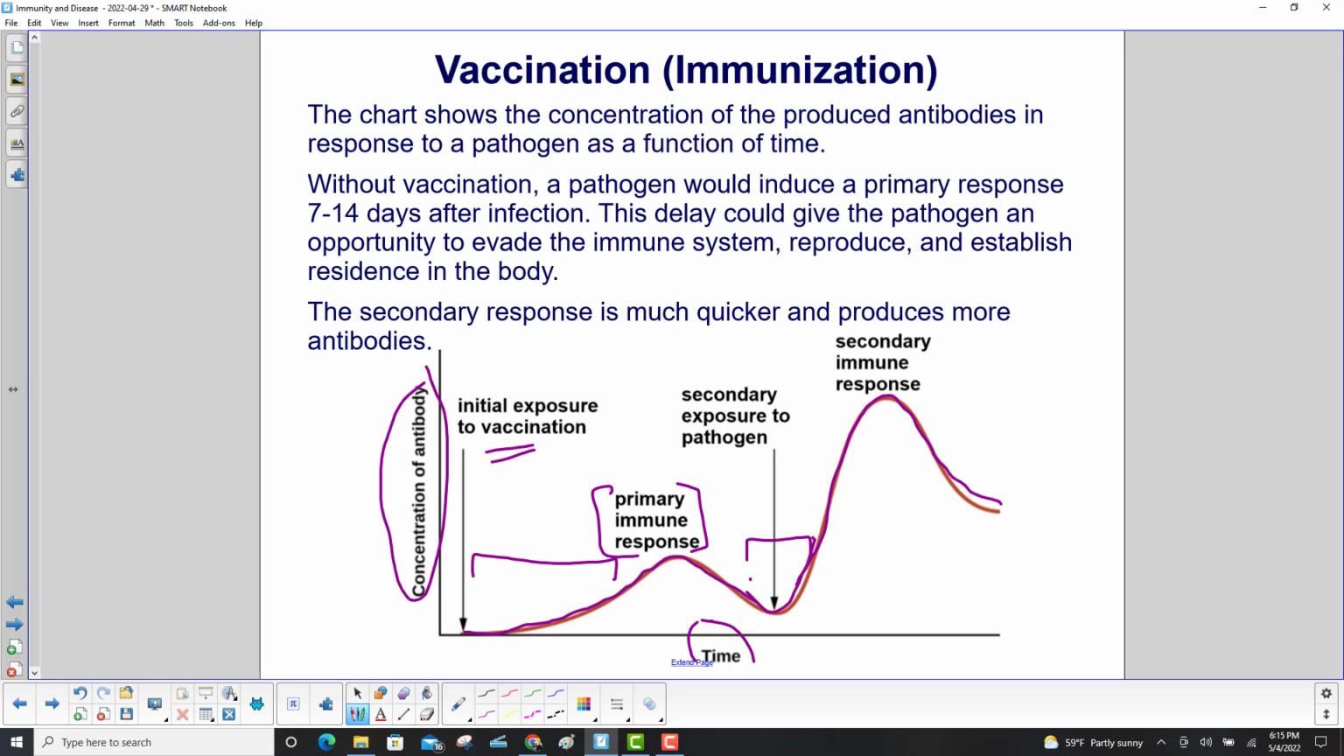So let's go back to this paragraph here. Without vaccination, a pathogen would induce a primary response 7 to 14 days after the infection. This delay could give the pathogen an opportunity to evade the immune system, reproduce, and establish residence in the body. The secondary response is much quicker and produces more antibodies.